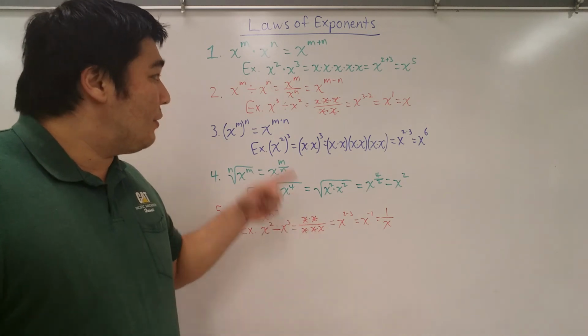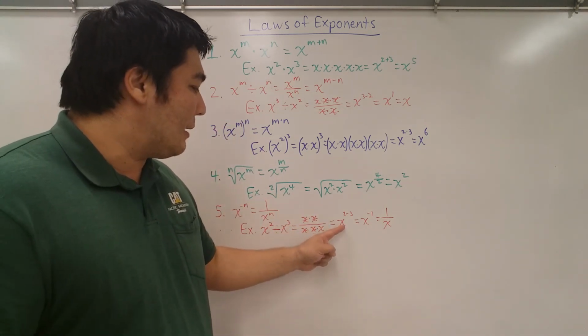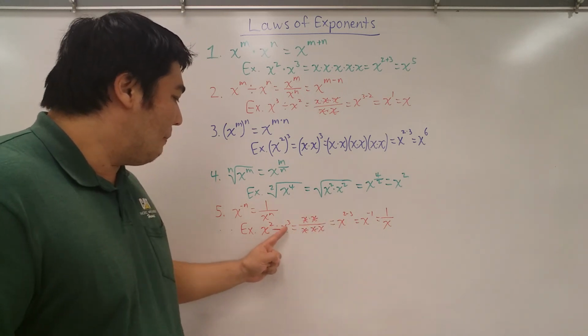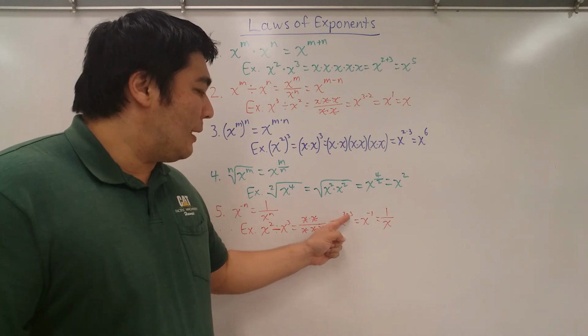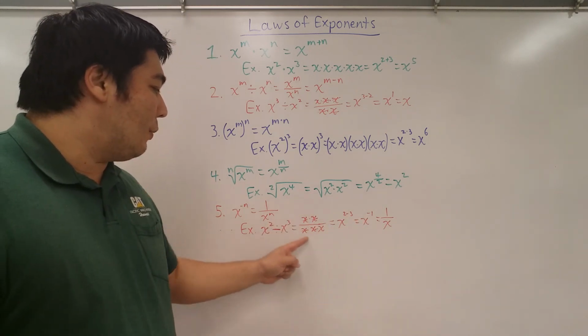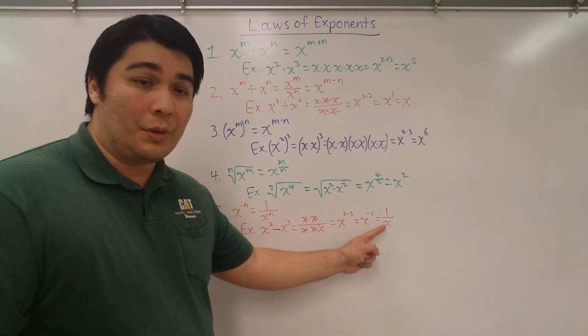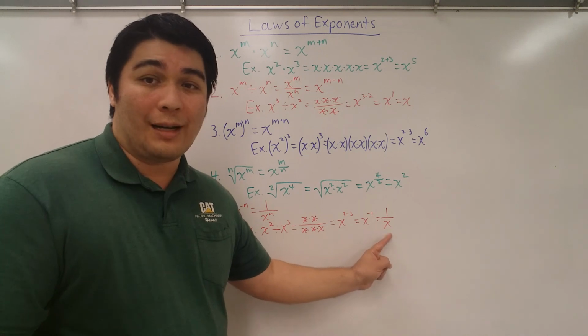However, if I appeal to law number 2 here, this is the same thing as x to the 2 minus 3, and 2 minus 3 is negative 1. But we also know that this result, 1 over x, is also true, so that's why x to the negative 1 is equal to 1 over x.